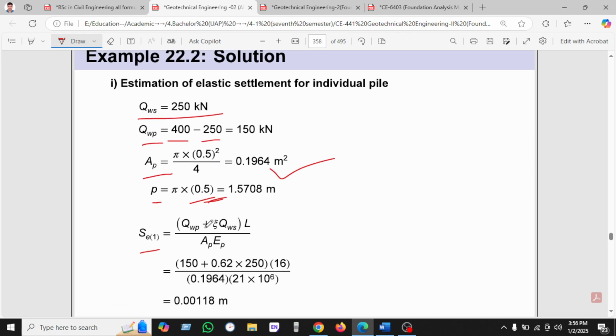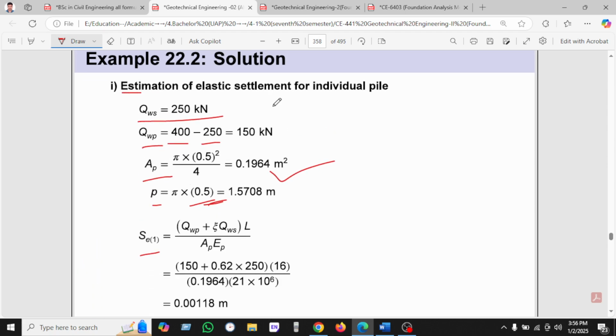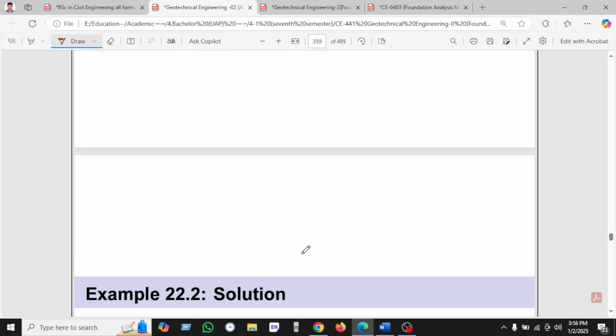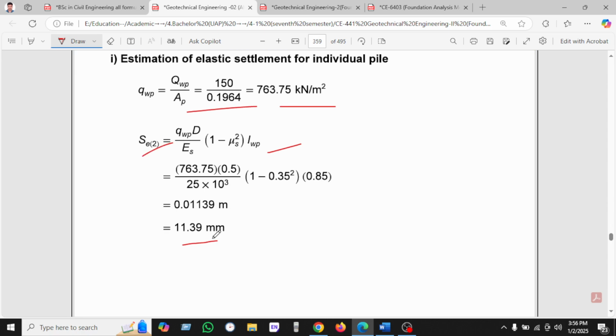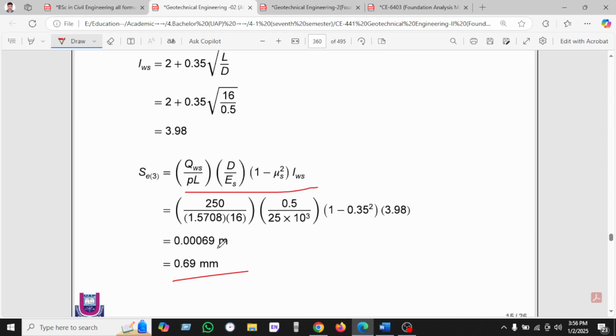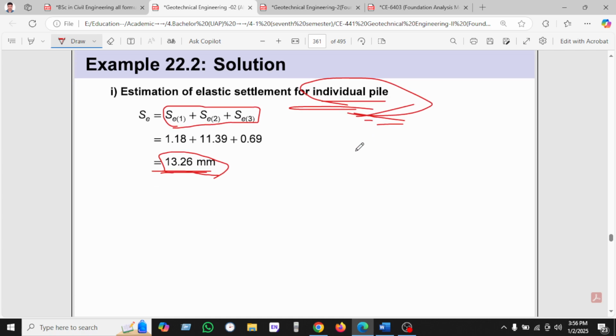So we put in these values and found E1, the elastic settlement of the individual pile, E1 is 1.18, and in the same way we found E2 as 11.39, and the individual elastic settlement E3 is 0.69. And now we add all three and find 13.23 millimeter for the individual pile.